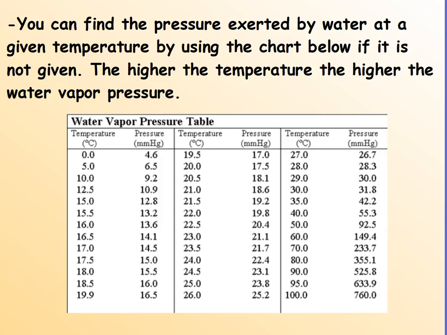So water has different pressures depending on the temperature, because you've got to remember, if I increase the temperature of water, it's going to boil. So at 100 degrees, when it starts boiling, it has a pressure of 760 because all of it's turning into a gas. So the warmer it gets, the higher the pressure. The cooler it gets, the lower the pressure of the water.